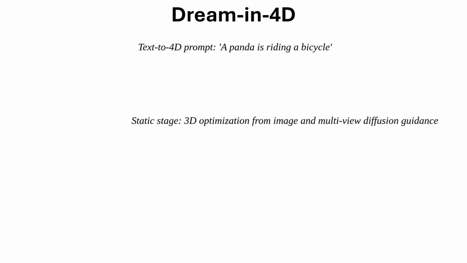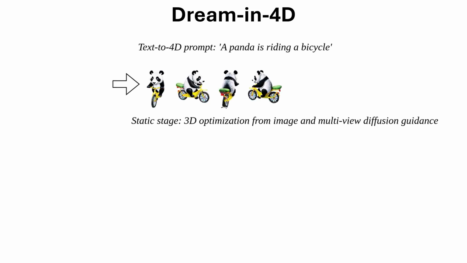Our initial input is a text, like a panda is riding a bicycle, and we want to create a 3D object with the movement as the output. What they do in this method is, initially they define a static stage, like all you see is a panda sitting on a bicycle without any movement, and they try their best to have a high quality output so that later in the next stage they add motion on top of it.